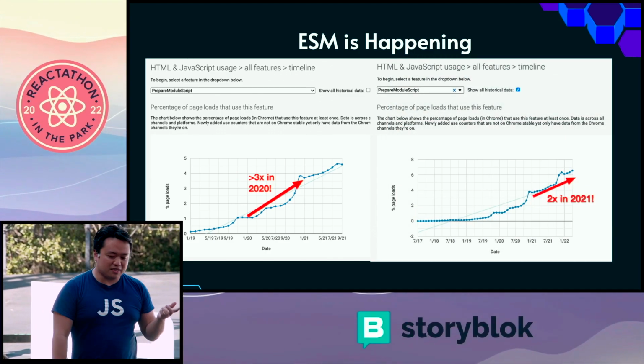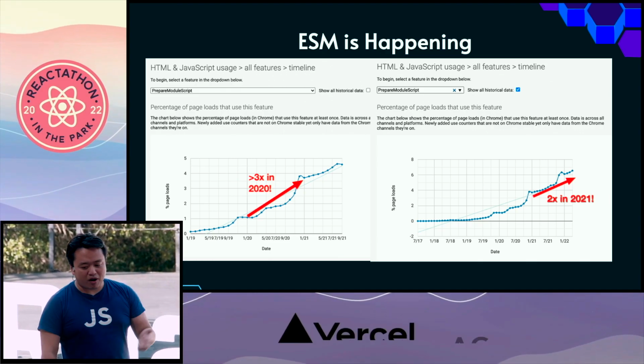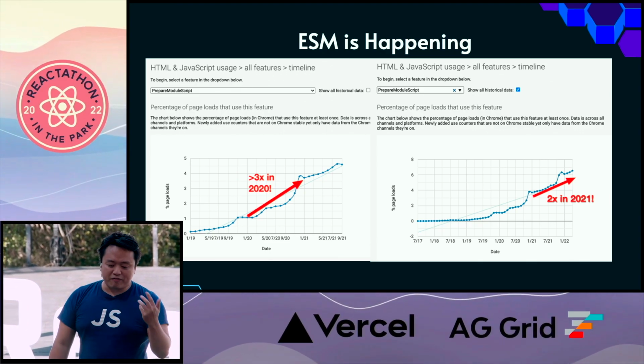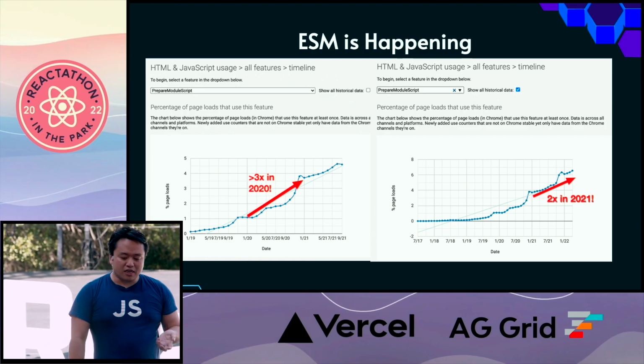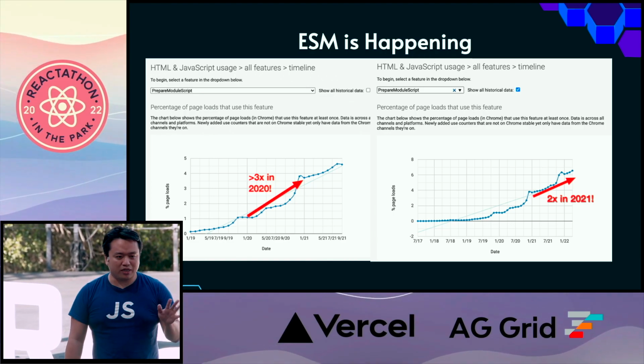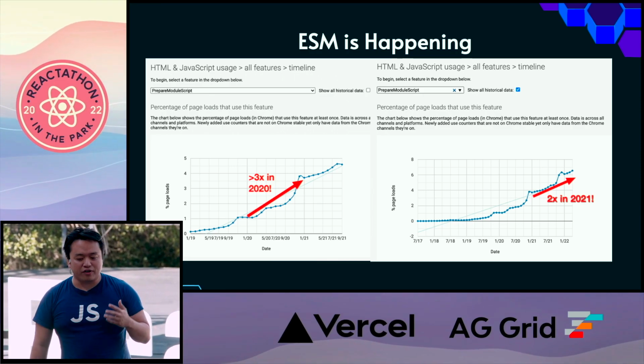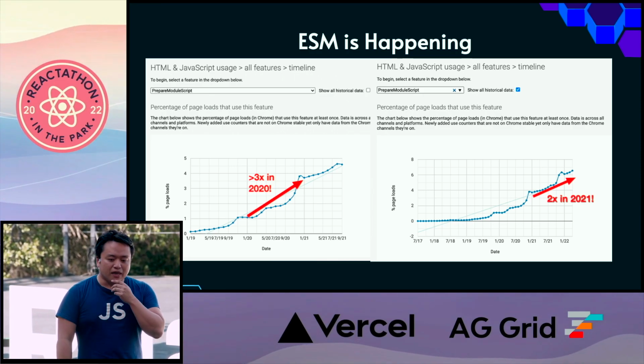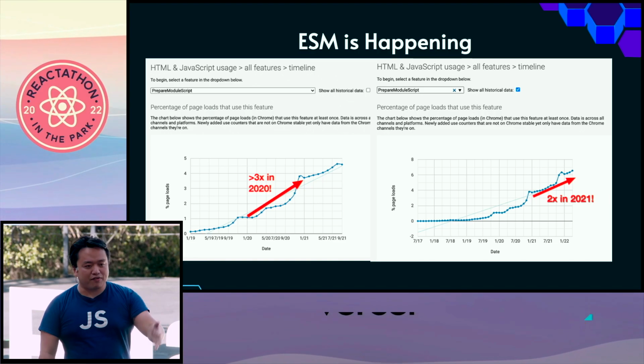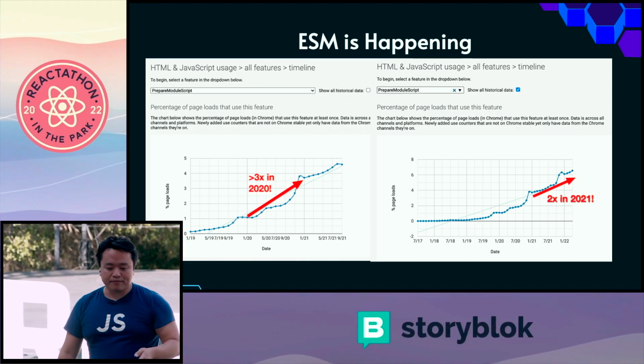At the pace of this growth, if it keeps up, it will probably be about 50% of websites serving ES modules by about 2026, 2027, which is a huge change in a very, very short amount of time. So it's interesting what is driving all this, and we'll talk a little bit about why.